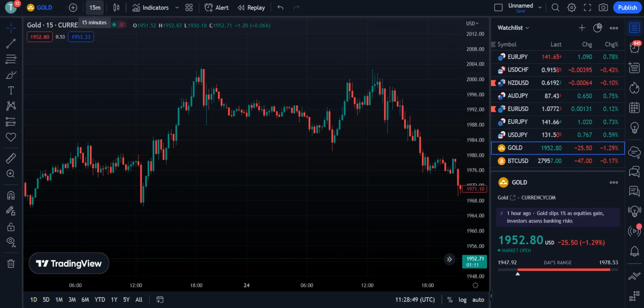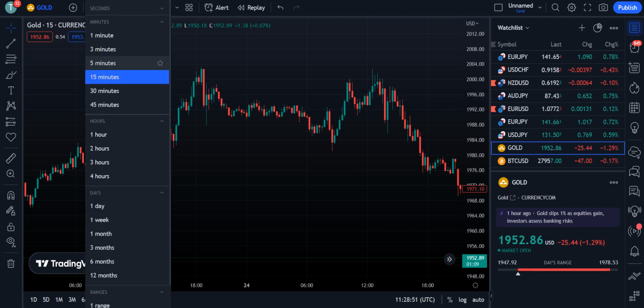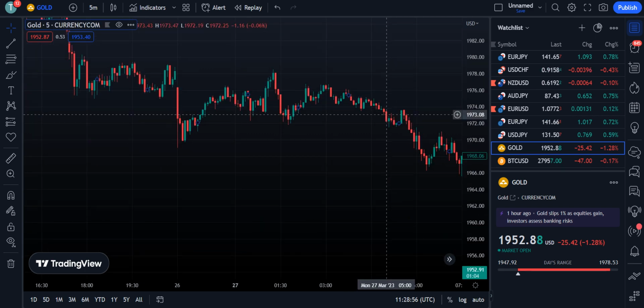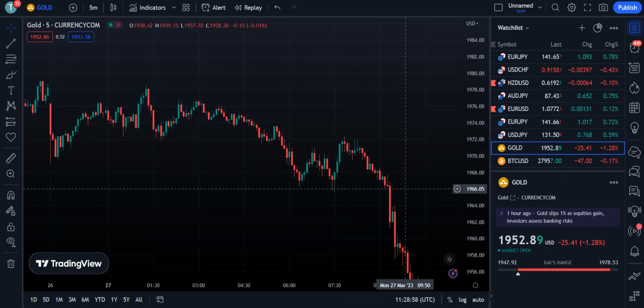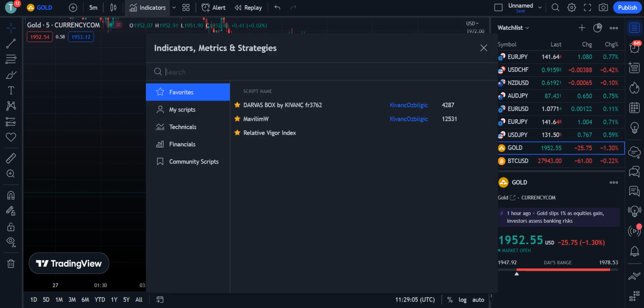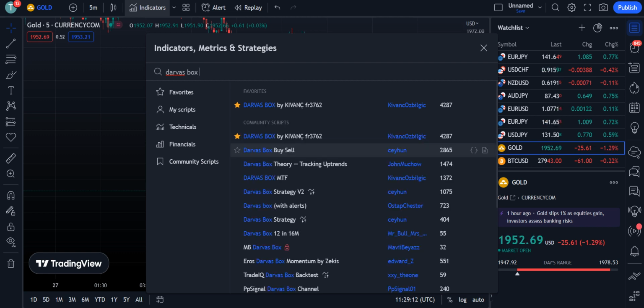Here I have opened the 15 minutes time frame. I will change it to 5 minutes. In the gold chart, as you can see here, I have opened the gold chart and set the time frame to 5 minutes. The first indicator we are going to use is the Davos box. This is by Kivan Osbeljac. 4,287 traders are using this indicator. So simply click on it, and it will be applied on your chart.